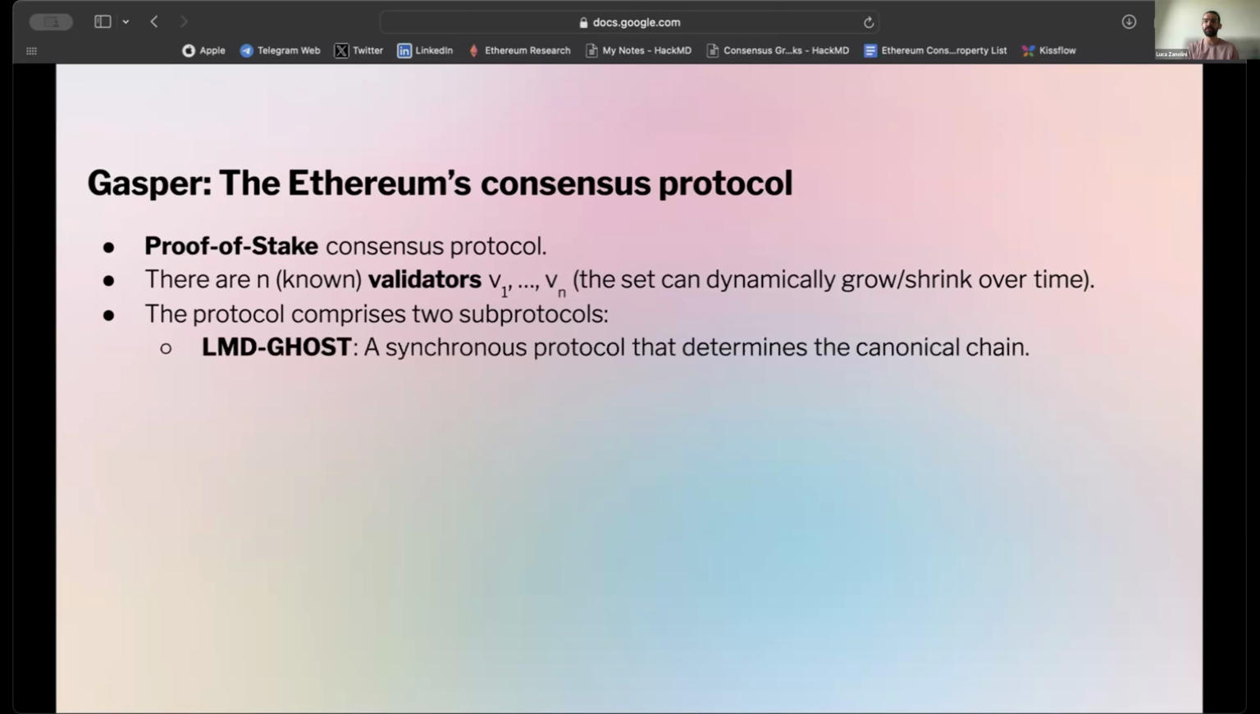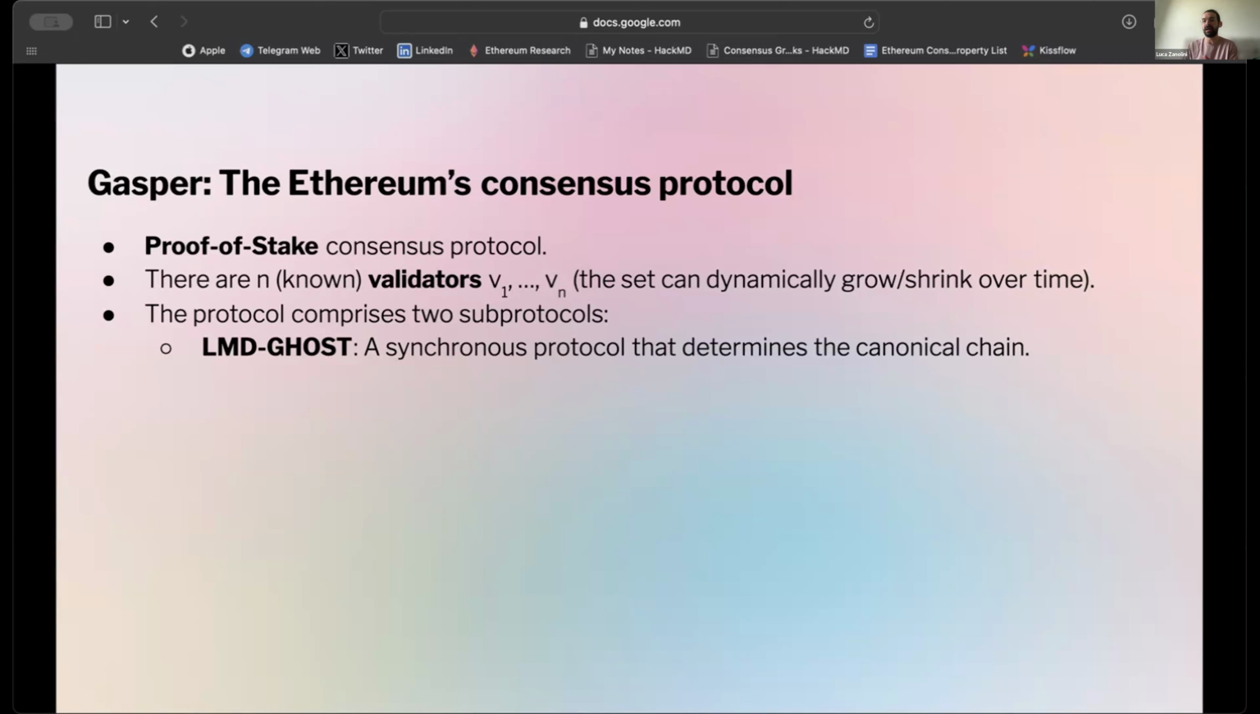One of these protocols is called LMD Ghost. This is a synchronous consensus protocol that determines the canonical chain. Basically, it's the protocol that is outputting block after block after block and builds the chain. Here, with synchronous, we mean that this protocol, in order to achieve safety and liveness, needs to be synchronous, meaning that we must assume that there is a message delay bound.